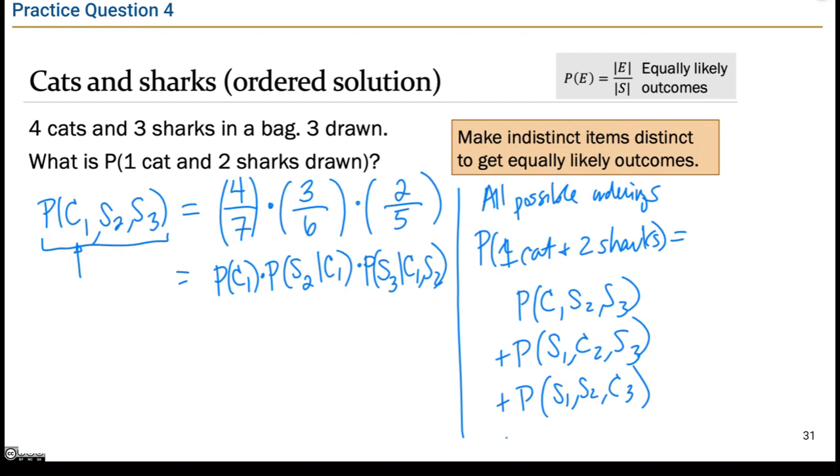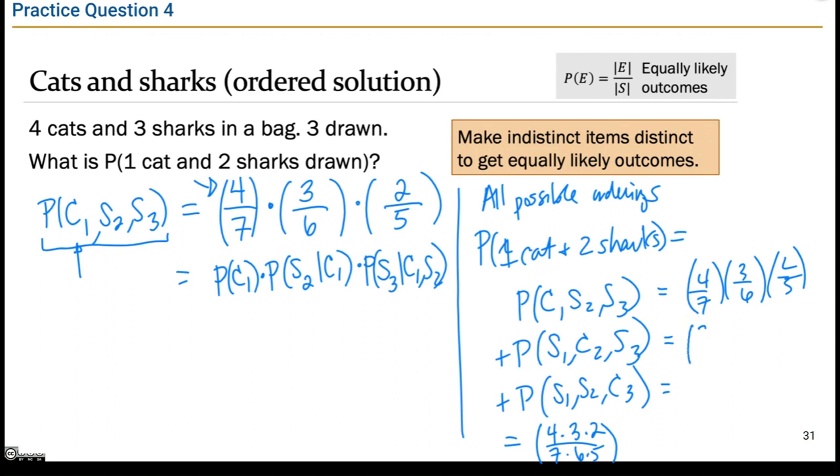And each of these probabilities are going to end up being, and you can try it out, this 4 times 3 times 2 over 7 times 6 times 5. The orderings move around a little bit, but your product at the end is the same, right? Because if you see what this one is, let's see, I'll just show you. 4/7, 3/6, 2/5. Here, out of sharks, I have 3 out of 7. Out of cats, I have 4 out of 6. And then out of sharks, I'm still going to have 2 out of 5. But you can see they're equivalent.